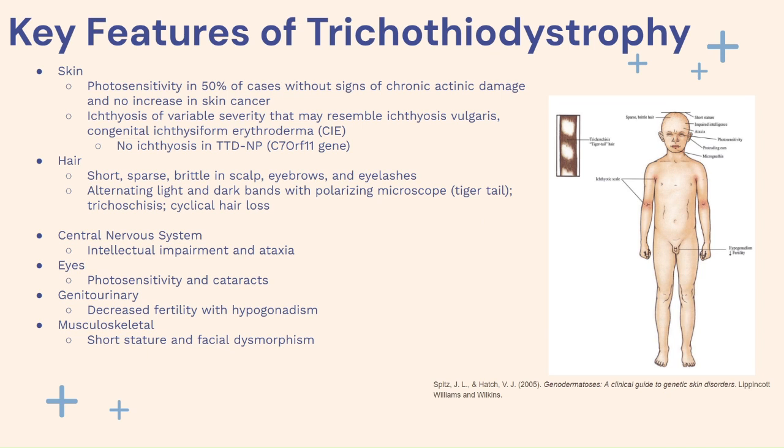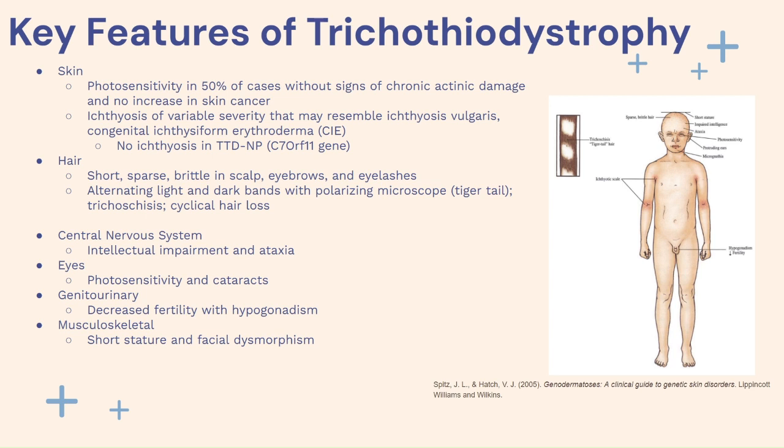Within the skin, we have photosensitivity in 50% of cases without signs of chronic actinic damage and no increase in skin cancer. Ichthyosis is noted, but isn't always present, and you'll see that in TTD-NP specifically. Hair here, it's in the name, tricho, so there are going to be hair findings, as well as short, sparse, brittle scalp, eyebrow, and eyelash hair, and the tiger tail appearance under trichoscopy, or a polarizing microscope.